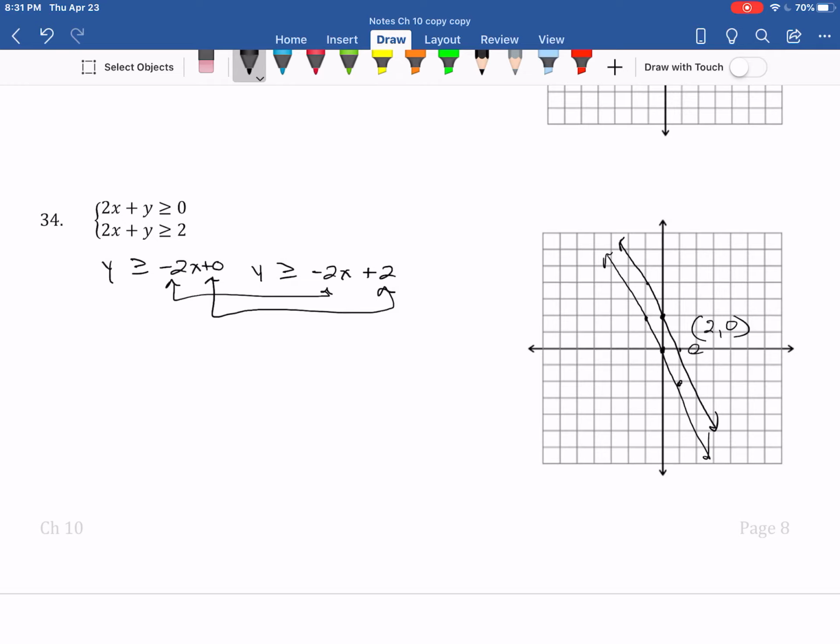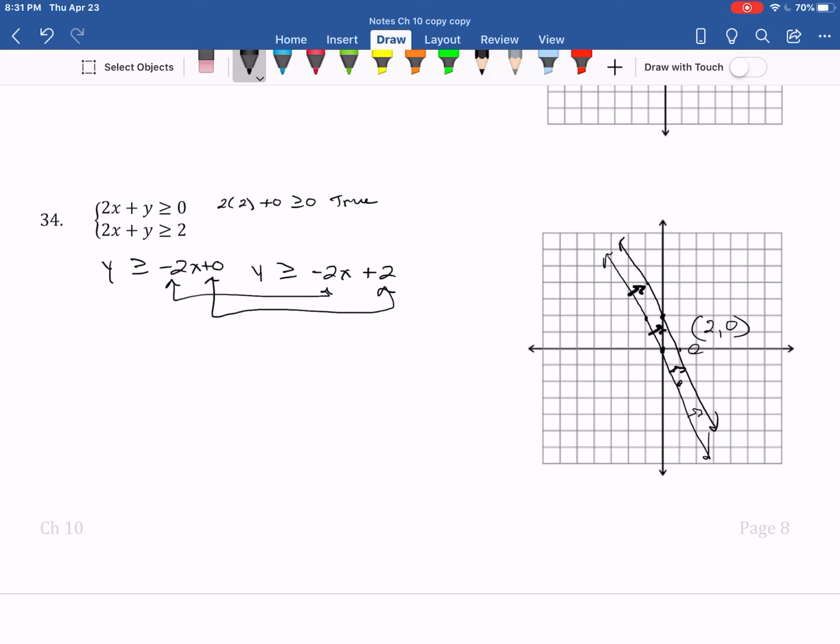Let's see what happens. In the top inequality, 2 times 2 plus 0 is greater than or equal to 0. Is that true or false? Let's see. 4. Is 4 plus 0 bigger than or equal to 0? I do believe it is. That one is true. So for the line that hit the origin, I want to include that test point, which means I got to go that way with my shading. Shade that way. Okay.